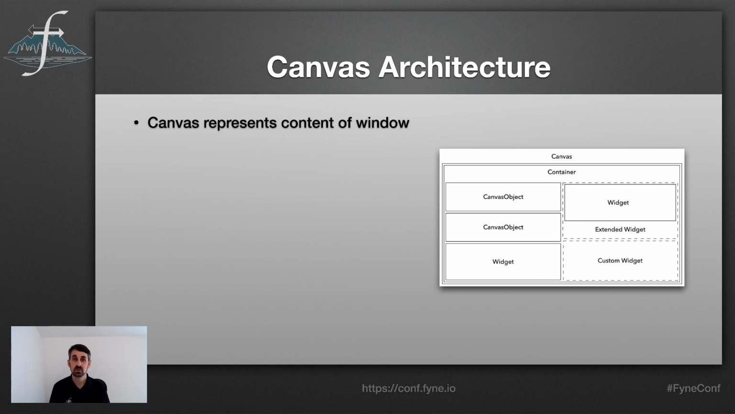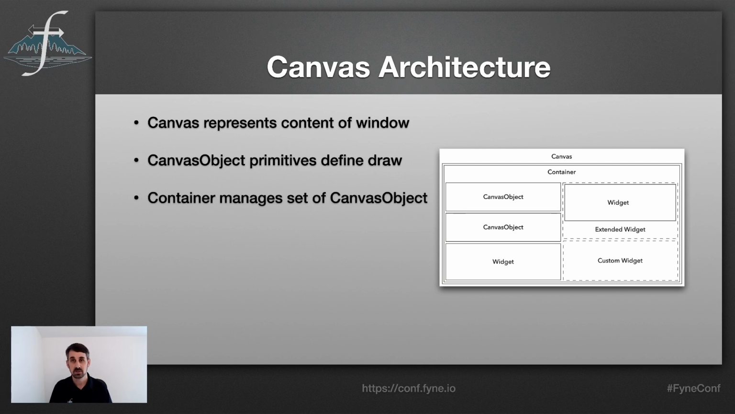At the top of every window is a canvas. That's the base of our abstraction. The window itself is part of a driver, and we don't need to worry about it. We control what's inside. Every window will contain many canvas objects, which are the primitives that can be drawn, and it probably has a container, because that manages multiple different canvas objects and helps to lay them out. We'll hear more about containers and layouts from Jacob later on.